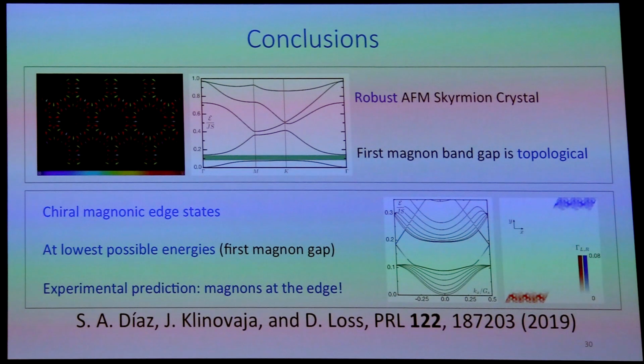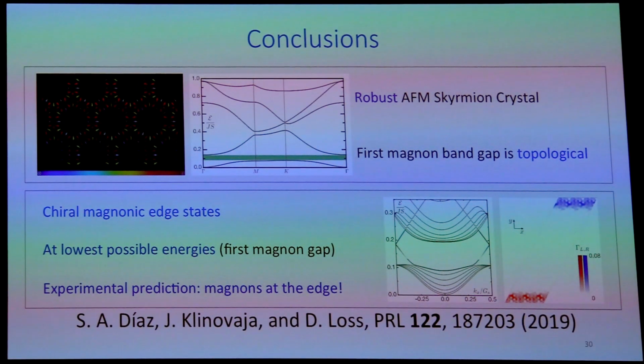So to conclude this first part, I showed you that there's a robust antiferromagnetic Skyrmion crystal where its first magnon gap is topological, which means it hosts a topologically protected chiral magnonic edge state at the lowest energy that we could have it, and that the experimental prediction here is that you should be able to detect magnons at the edge.